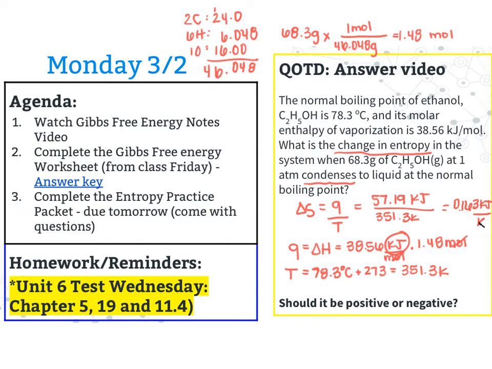And then I have this question down here, you guys, of should it be positive or negative? So let's see. Is my entropy increasing or decreasing is the question. So I'm condensing, which means I'm going from a gas to a liquid, which means that this should be a negative value because I'm losing energy when that happens. I'm going from that crazy gas to that flowing liquid. So this is going to be my change in entropy.